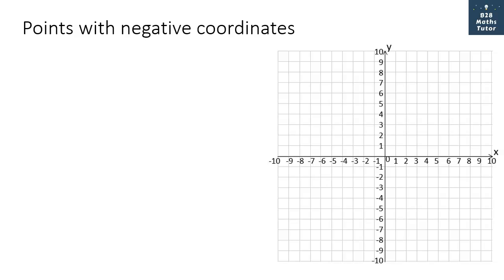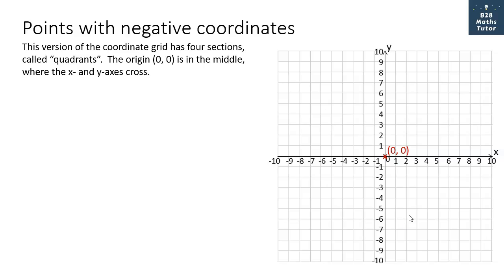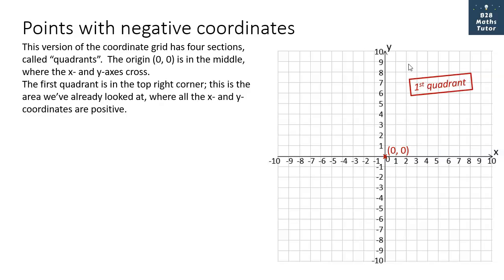So here we've got a 4-quadrant grid. Each of these 4 sections is called a quadrant. The origin that was in the bottom left corner before is now in the middle where the 2 axes cross. So you've still got your x-axis and your y-axis. The first quadrant was the area we were looking at before, where all the x and y coordinates are positive. Your axes can go up and down to any number, by the way. I've just used 10s here for convenience, a nice round number.